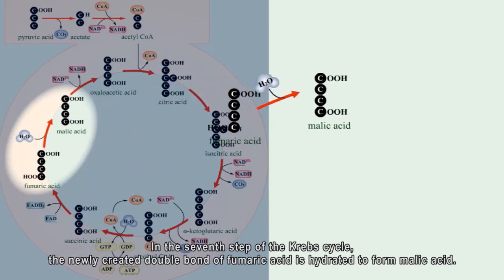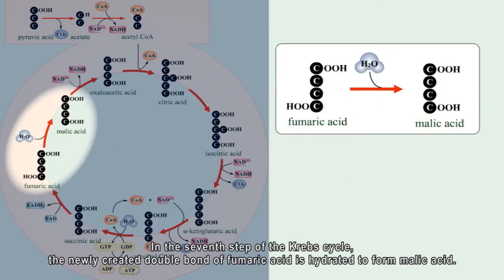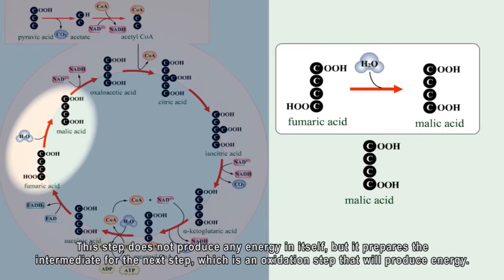In the seventh step of the Krebs cycle, the newly created double bond of fumaric acid is hydrated to form malic acid. This step does not produce any energy in itself, but it prepares the intermediate for the next step, which is an oxidation step that will produce energy.